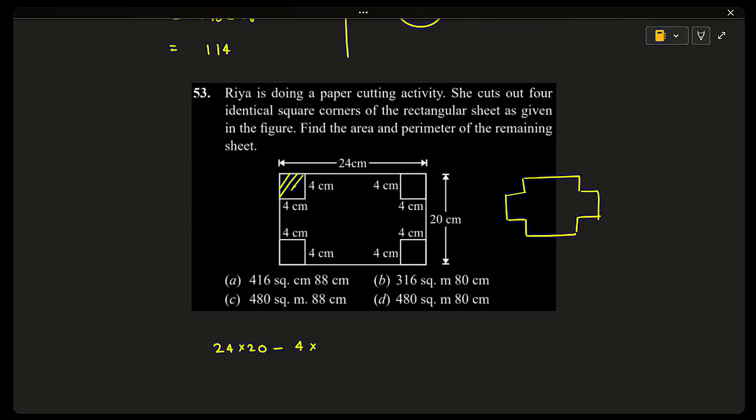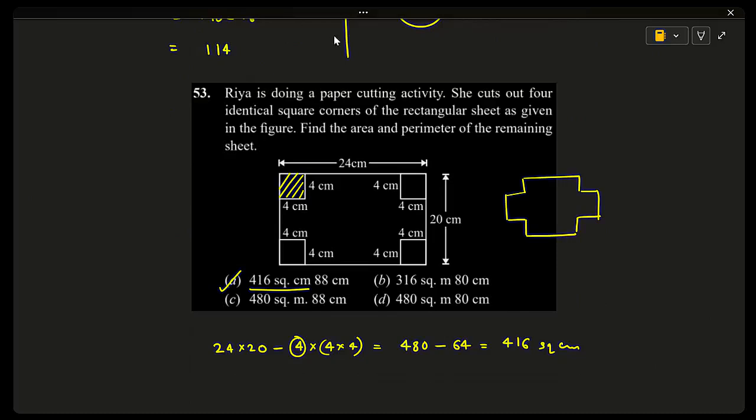So one square area, let me find. So side is 4. So area of the square is side into side. That is 4 into 4. So this 4 is the number of squares and this 4 into 4 is the area of each square. So you'll be getting 24 into 20, that is 480, minus 4 into 16, that is 64. Subtract now. So 416 square centimeter. This is the area. So I think the area is 416 square centimeters, which is there in only option A.